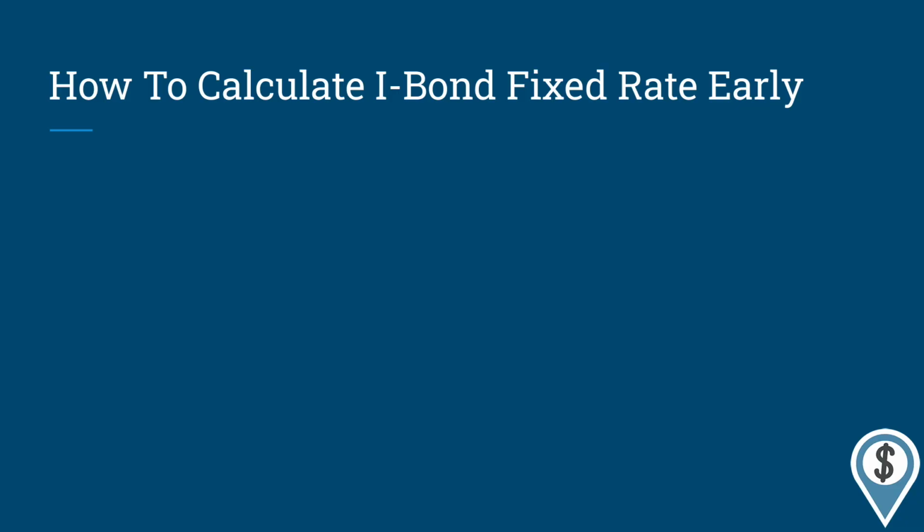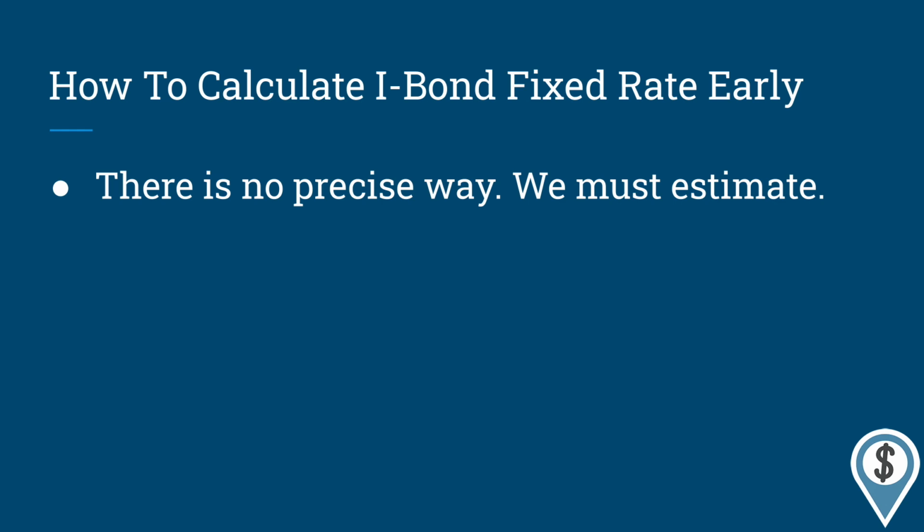The second part of your I bond interest rate is called the fixed rate, and to be honest, it doesn't matter as much as the inflation rate. It's typically lower, but we'll deal with it anyway. If you want to calculate the fixed rate early, there's no precise way to do that. We have to make an estimate.